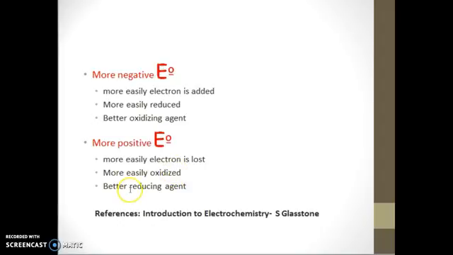Whatever we discussed is some of the basics of electrochemistry. For more details on the basics, an introduction to electrochemistry, you can refer to Analytical Chemistry by Skoog.